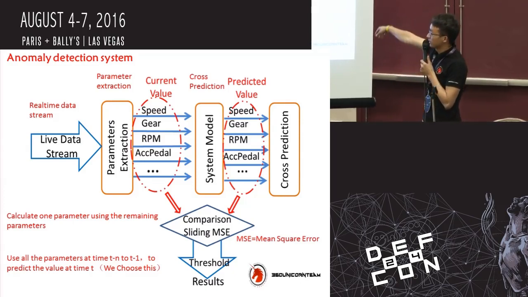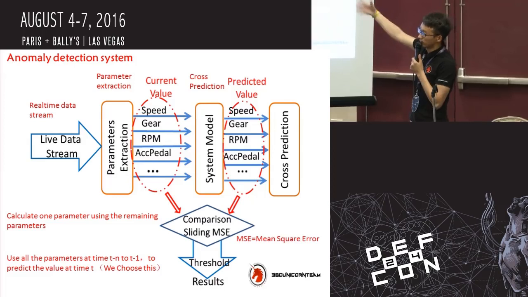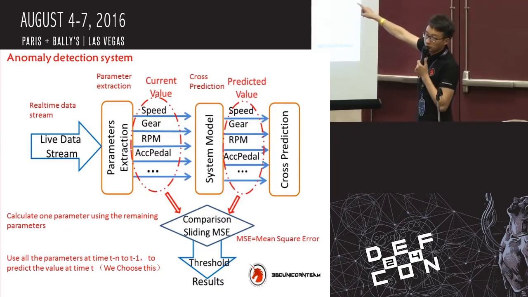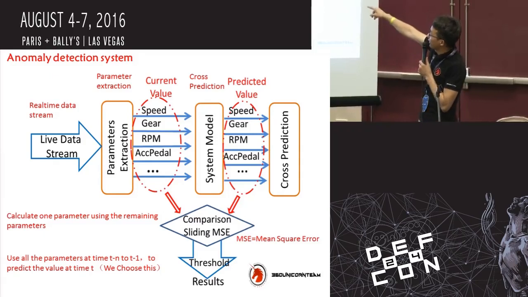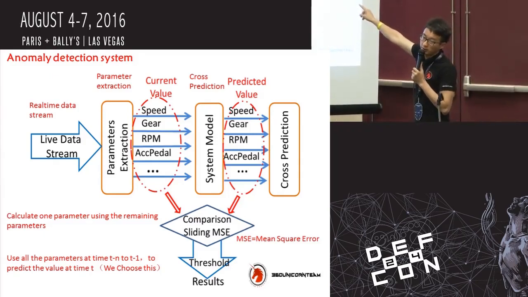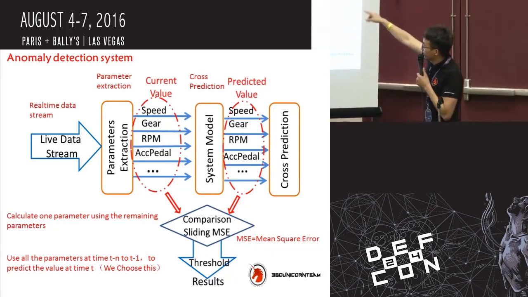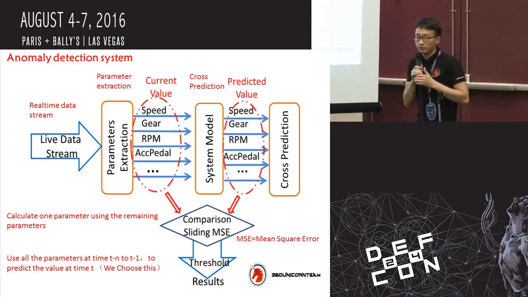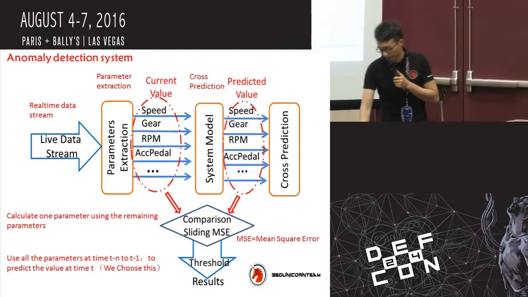So the basic idea is like this: to increase the accuracy and reduce the error, the false positives, you could use, for example, cross validation. Say the attacker is currently spoofing the speed. You use other parameters to calculate the speed, and this is one result you can get. Then you use that speed, whether it is the real speed or the spoofed speed, and the other parameters to calculate the current gear. It goes on, and then you calculate RPM based on the rest of the parameters, and then use that to do a kind of polling. So finally, you get a very accurate anomaly detection model.